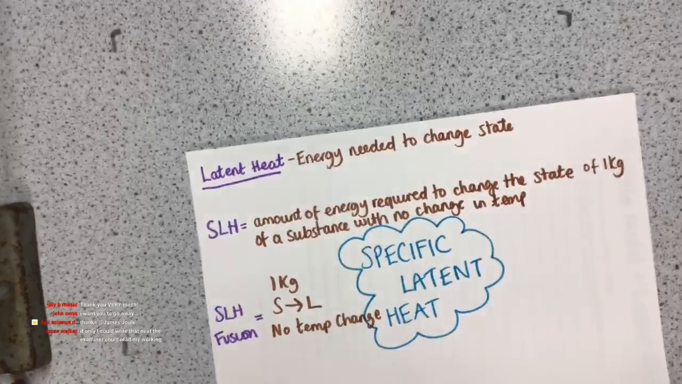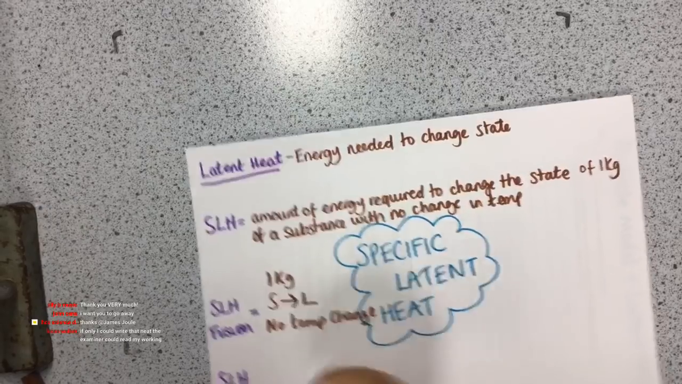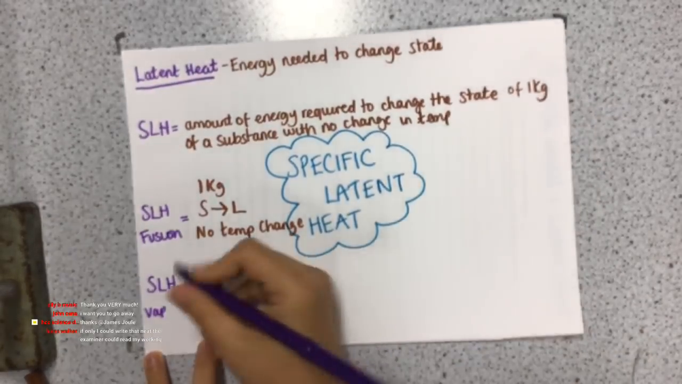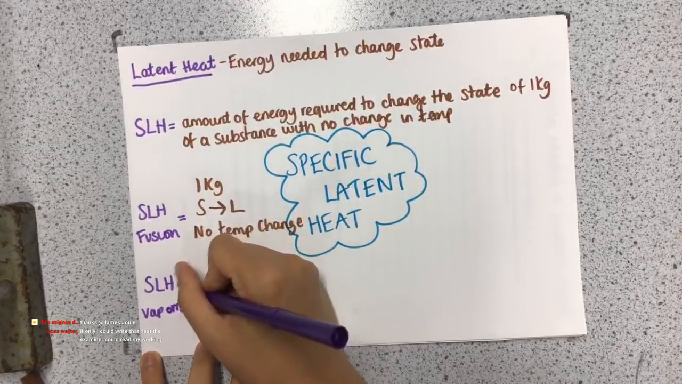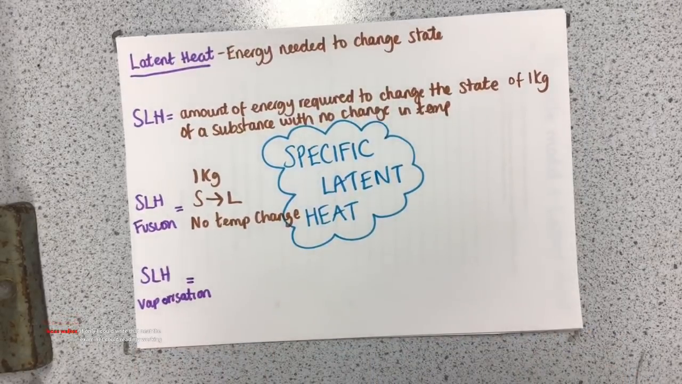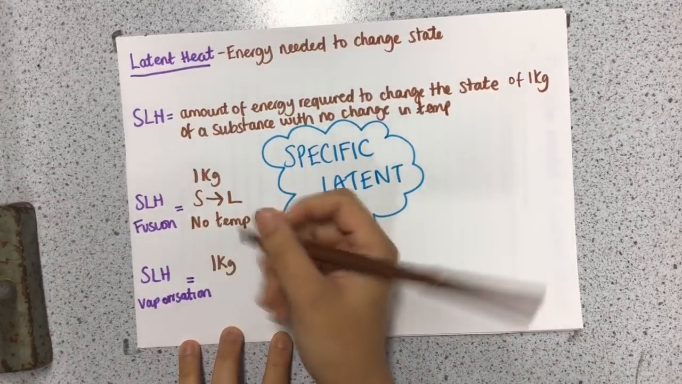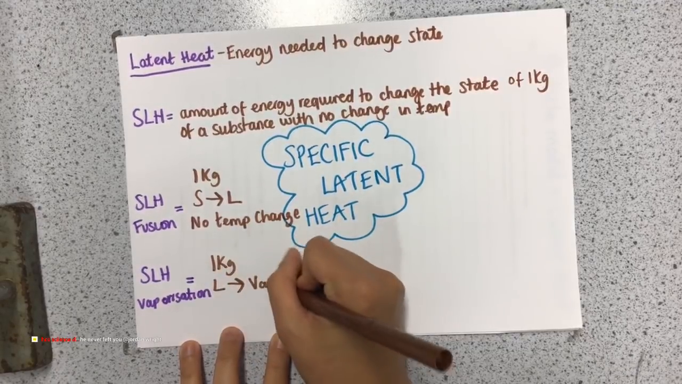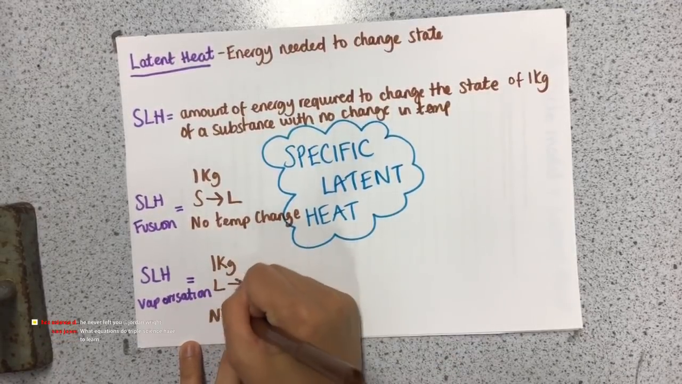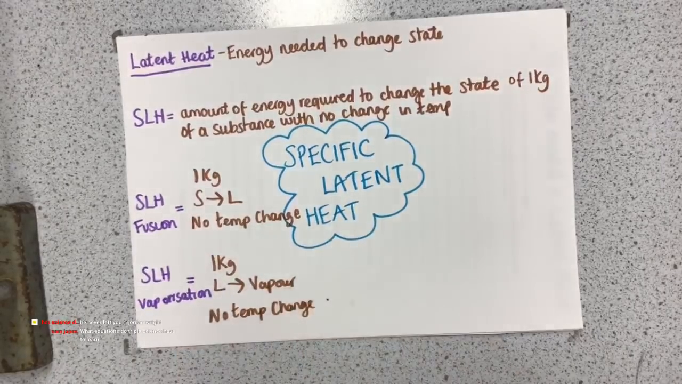And then specific latent heat of vaporization. I think I've gone off actually. There. Again, I'm not going to write the full thing out. Better? Yeah. Again, so it's 1 kilogram of a substance from liquid to a vapor with no temperature change. Okay, so it's important that you learn the difference between those.